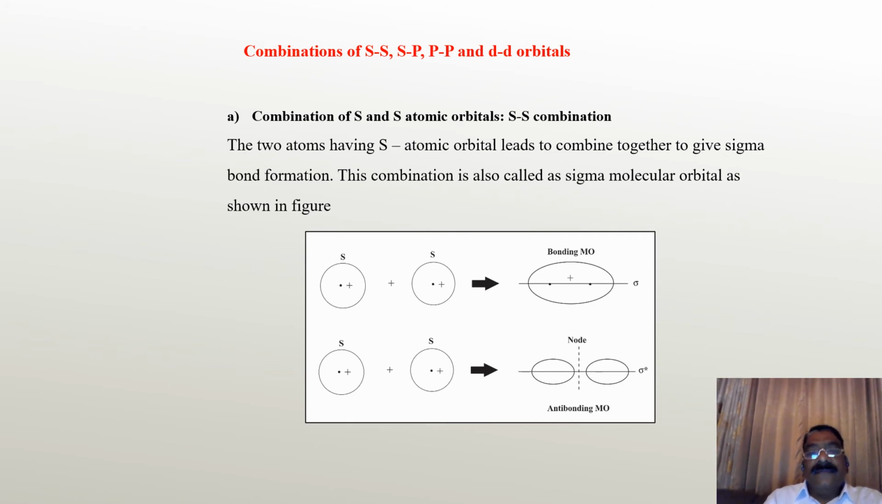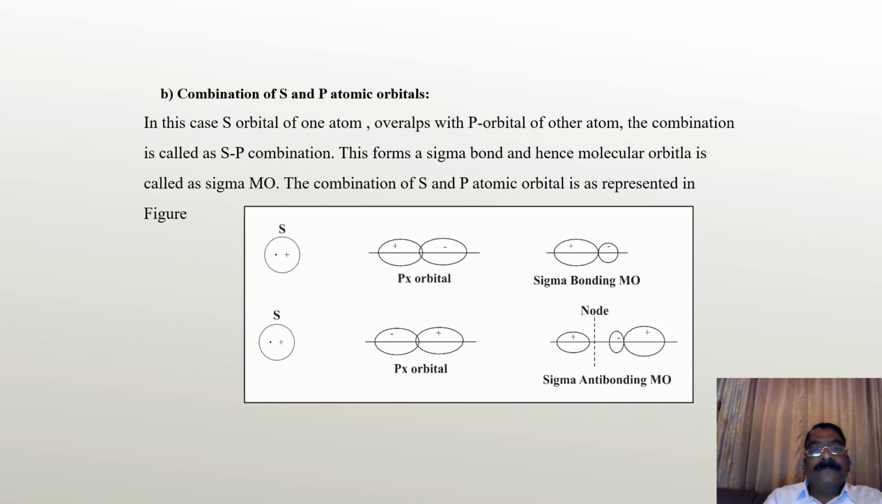As you can see, there is the 1s orbital plus 1s orbital, or s orbital plus s orbital. When they combine, we get the bonding molecular orbital. In the second, there is the s orbital plus s orbital, but with opposite symmetry sign. It gives the antibonding molecular orbital which has the node. So it is clearly indicated there.